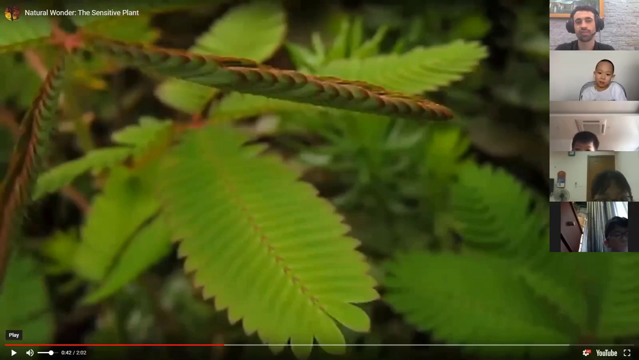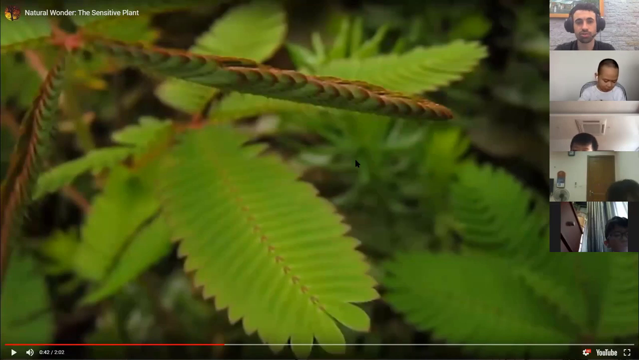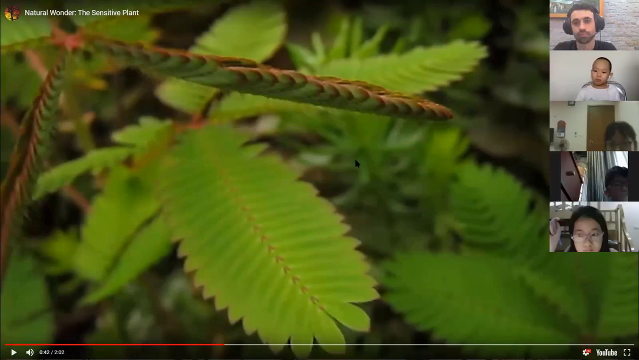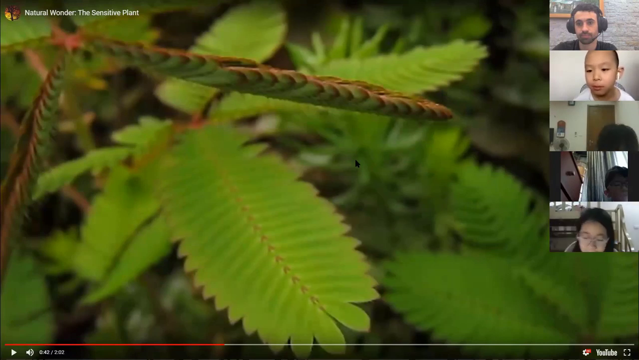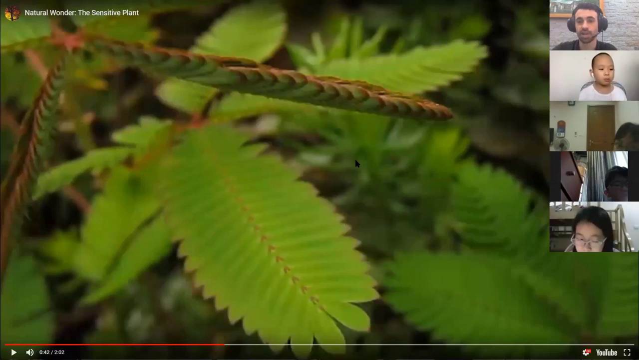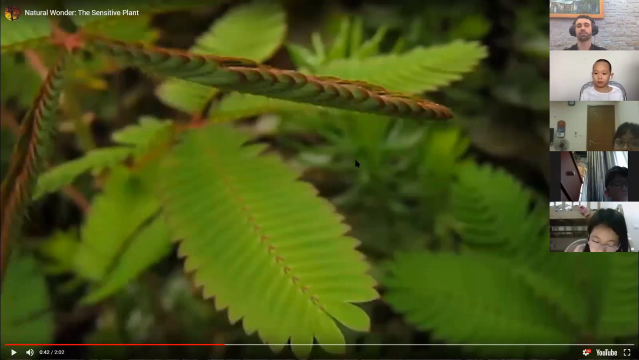Okay, so we have a sensitive plant here. What is happening in the video? Raise your hand if you know what's happening in the video. Cherry, what do you notice happening in the video? The leaf is close together. Yeah, if they touch it. So the leaves get really close together if someone touches it.